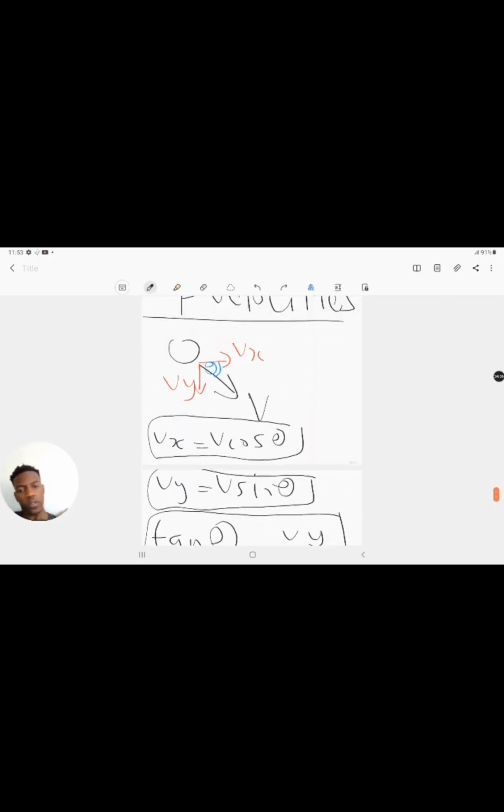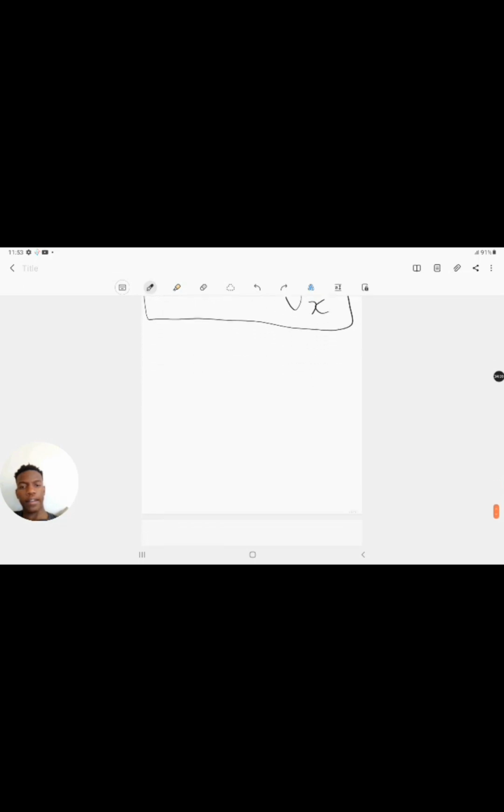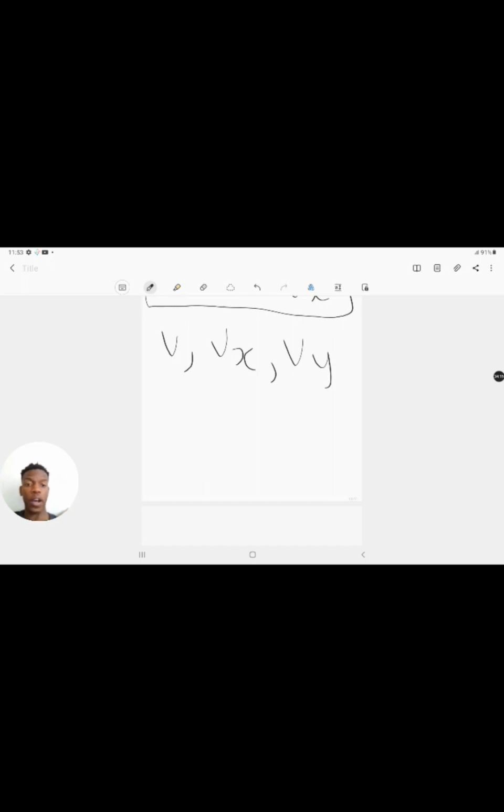And what if they asked you to find v? Sorry, what if you have vx and vy and you don't have v and they ask you to find v? Well, another formula that is useful for you to remember from trigonometry as well, from Pythagoras, is that vx squared plus vy squared. I will show you this in an example as well. In order to avoid making this video too long, I will show you in an example.